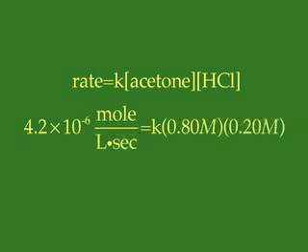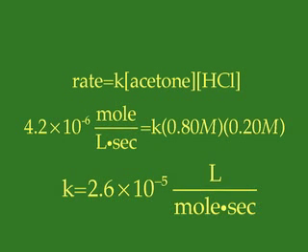We can calculate K by substituting data into the final rate equation from any one of the trials and solving for K. Notice that we configure the units for K by doing the simple math.